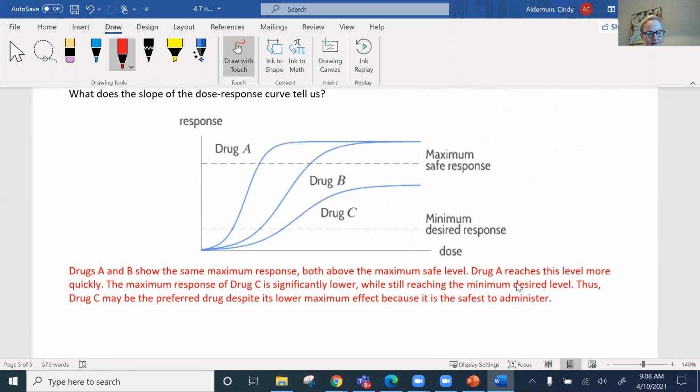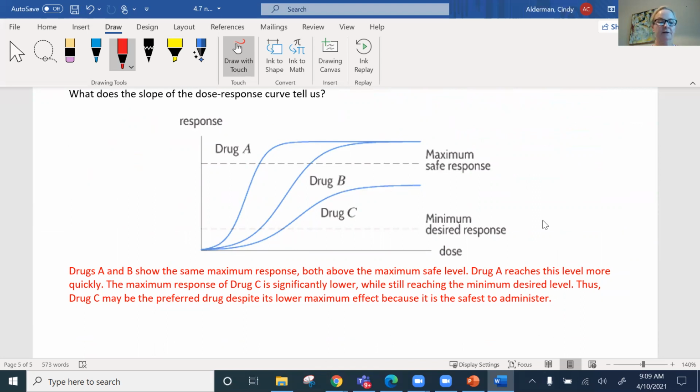And finally, this last one, I think this is it. Yeah. So it says, what does the slope of the dose response curve tell us? Well, for both drug A and drug B, notice that this is the maximum safe response, this is the minimum response. So you want to be somewhere in between here, and both A and B are not in between there, right? And drug C is really the only one that is in the safe response within the range here.